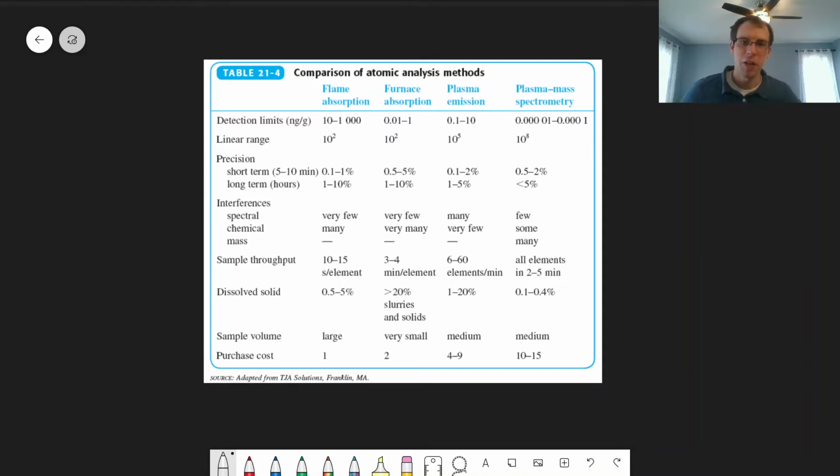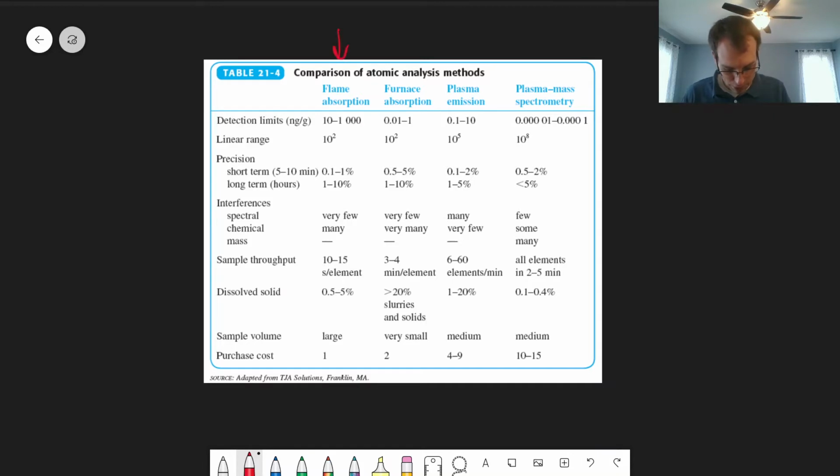So our final video here can be summed up in this table from your textbook, table 21-4. Along the top here, we have different atomic analysis methods. The first three are the ones that we've talked about in this class. And as I mentioned, we didn't talk about fluorescence very much because it's specialized: you need a laser that works for the specific atom you're trying to look at. It can give you additional sensitivity compared to some of these techniques.